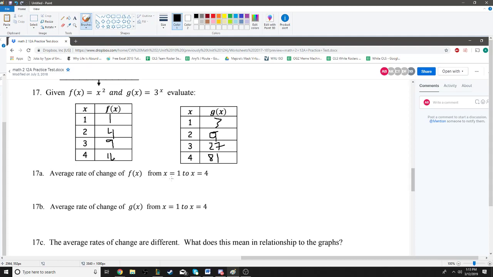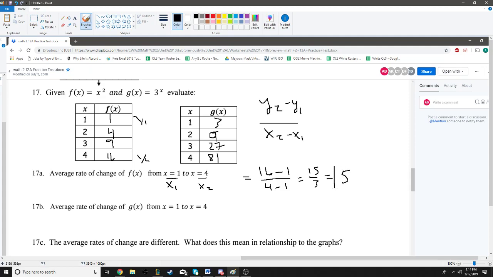So find the average rate of change from 1 to 4. So this is x1, x2, which means this is my y1 and this is my y2. Average rate of change is the slope formula. Slope is y2 minus y1 all over x2 minus x1. So y2 is 16, minus y1 is 1, x2 is 4, x1 is 1. That makes 15 divided by 3, which is 5. The average rate of change is 5.